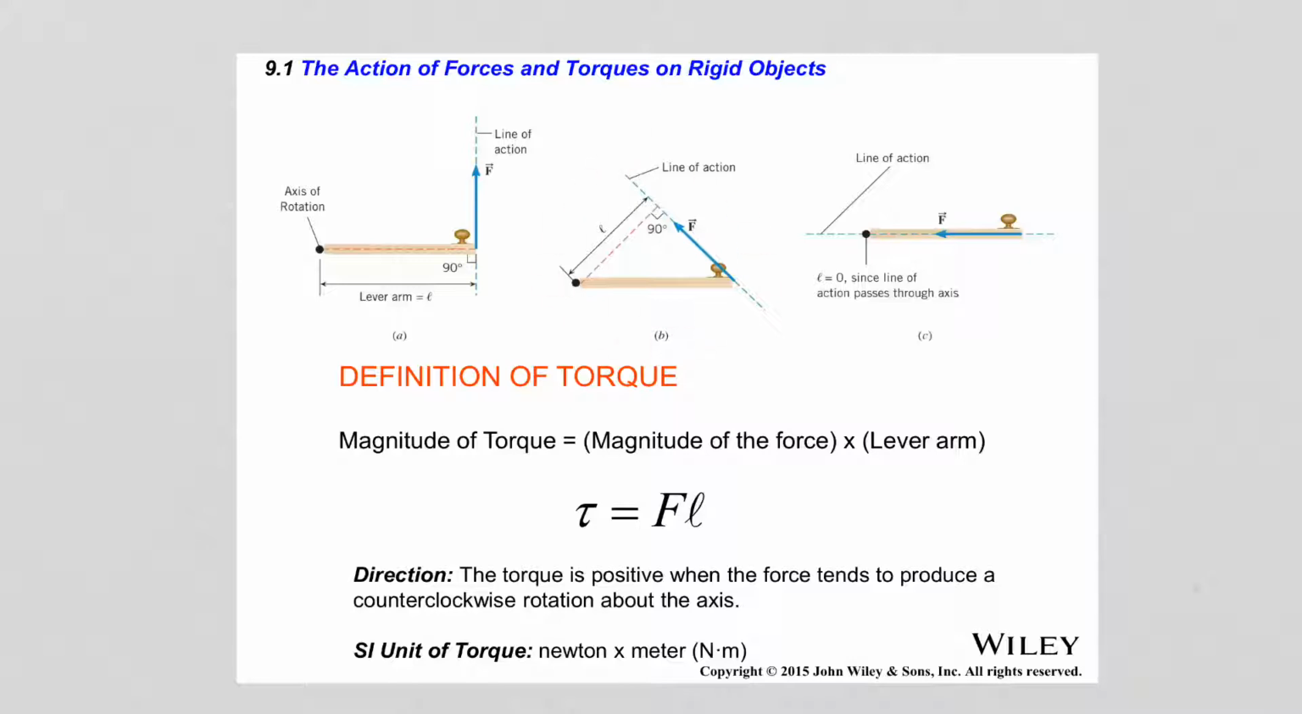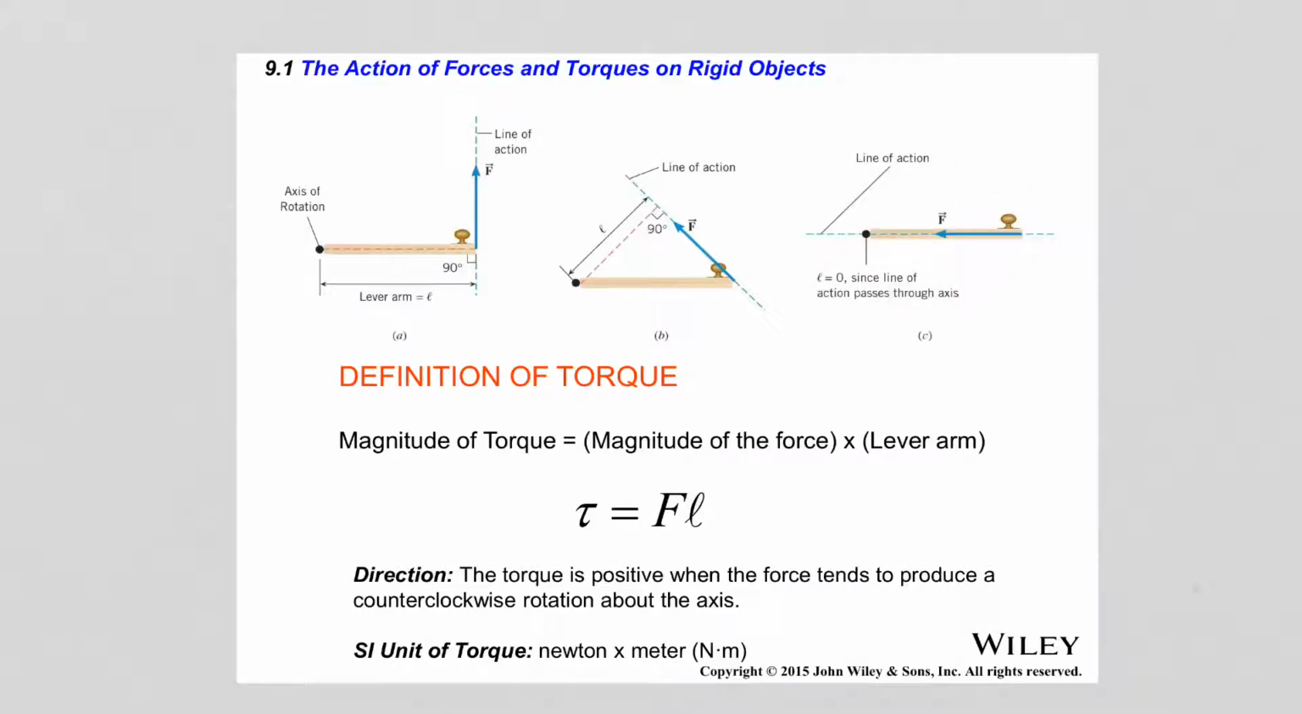In the second drawing, since the force is applied at an angle to the door, the lever arm is the perpendicular distance from the axis of rotation to the line of action of the force. And here in the third drawing, the force is lined up along the line that passes through the axis of rotation. Therefore, there is no perpendicular distance from the axis of rotation to the line of action of the force, which means that the lever arm is 0. Therefore, in this example, this force is not going to cause the door to rotate. There will be no torque.